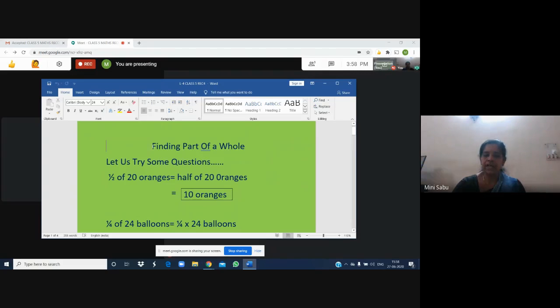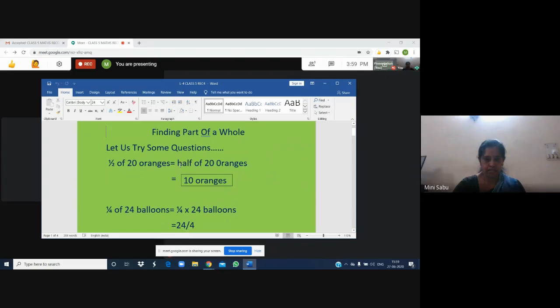Our heading is this: finding part of a whole. Yesterday I explained to you what is meant by whole. Whole means full. Let us try some questions. Suppose in some day-to-day life question, we come across a situation where half of something is to be found out. For that, I have given you this example. Half, 1 by 2. Half of 20 oranges. If you come across such a situation where half is to be calculated, how do you do that?